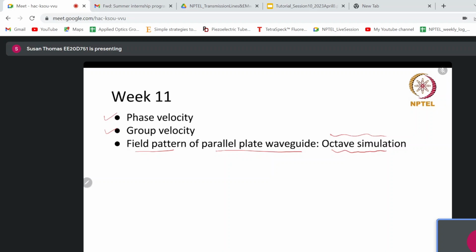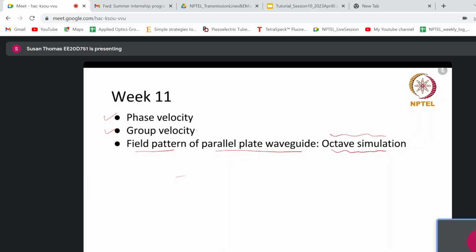So our discussion will mainly focus on the topics phase velocity and group velocity. The Octave simulation and the related stuff has been discussed in the video lectures, and how the field pattern is being obtained with Octave code. Please refer to the video lectures for the same. We would try to focus basically on these two topics, phase velocity and group velocity, today.